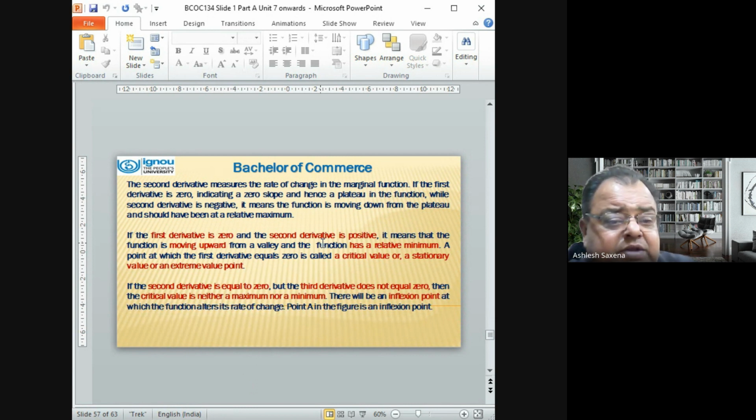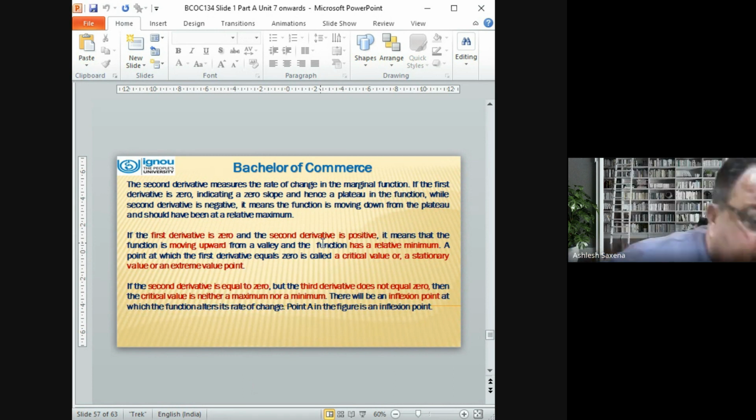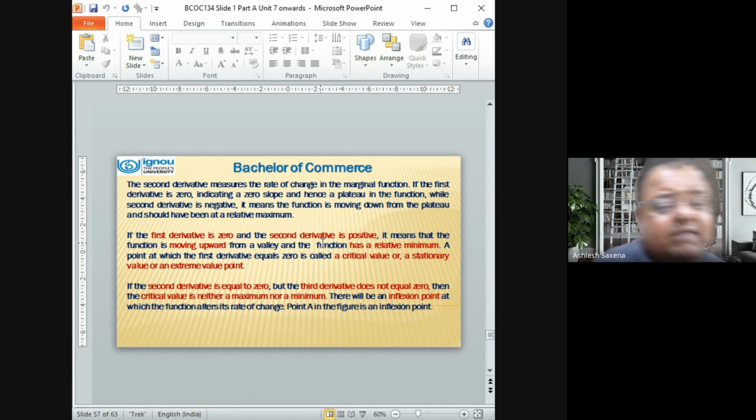A point at which the first derivative equals 0 is called a critical value, a stationary value or an extreme value point. If the second derivative is equal to 0, and the third derivative does not equal 0, then the critical value is neither a maximum nor a minimum. There will be a point of inflection at which the function alters its rate of change.